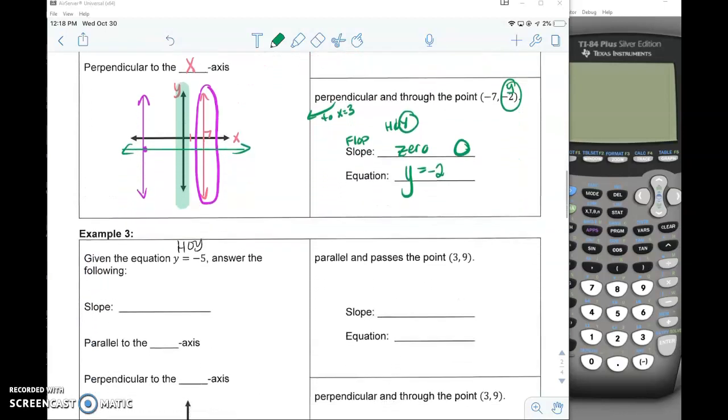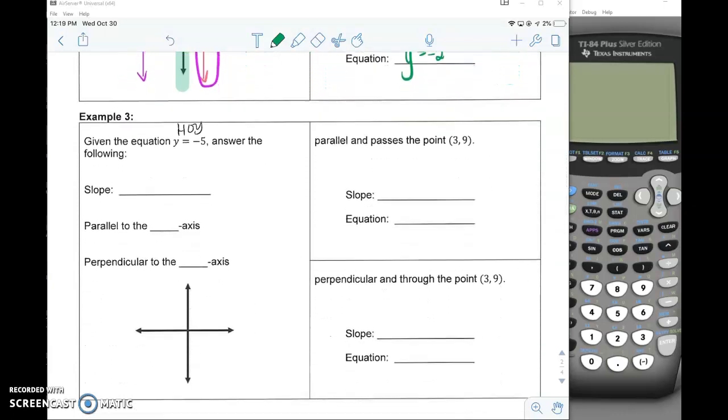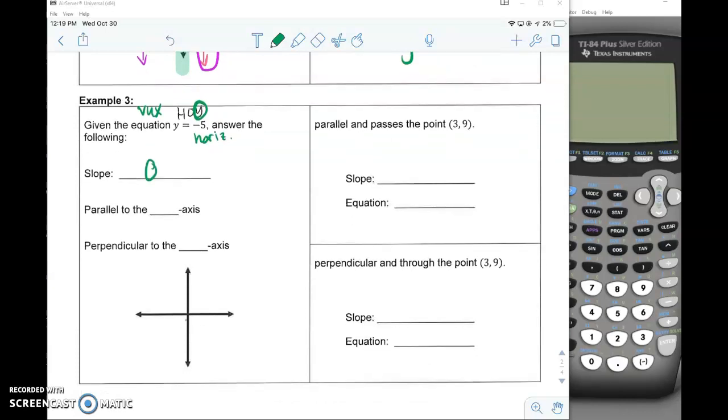Example 3. Given the equation y equals negative 5, answer the following. A y only in the equation makes this a horizontal line. This has a slope of 0. All horizontal lines have a slope of 0. If I go to where y is negative 5, and I sketch my graph, a horizontal line at y equals negative 5, I notice this line never goes through the x-axis, so it is parallel to x, and it is perpendicular, or makes a perfect right angle, with the y-axis.